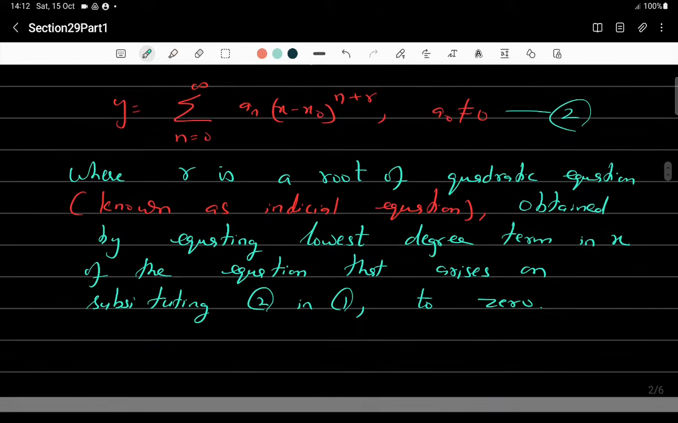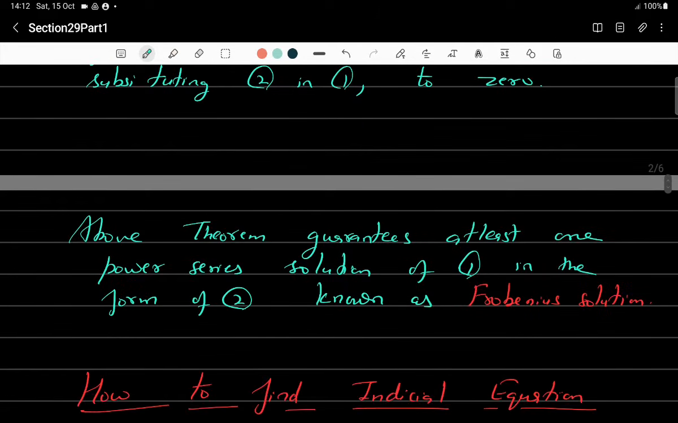Now once we have the two roots, the above theorem guarantees at least one power series solution. Why at least one? For example, if the two roots are distinct, we may have two power series solutions because I change the value of r. But let's say equal roots are there, r is 2, 2. In both cases I will get the same power series solution. So I am not saying that the differential equation would not have two solutions. We are just saying it would not have two Frobenius series solutions.